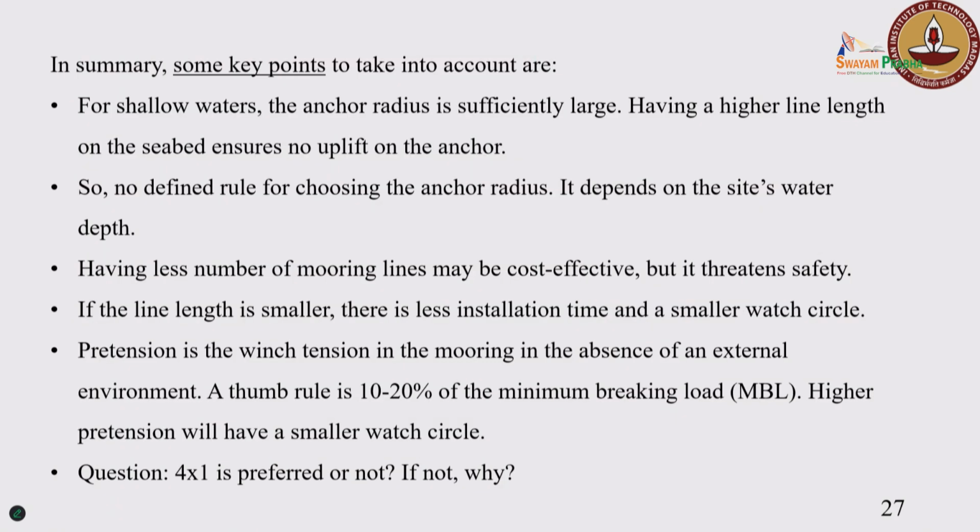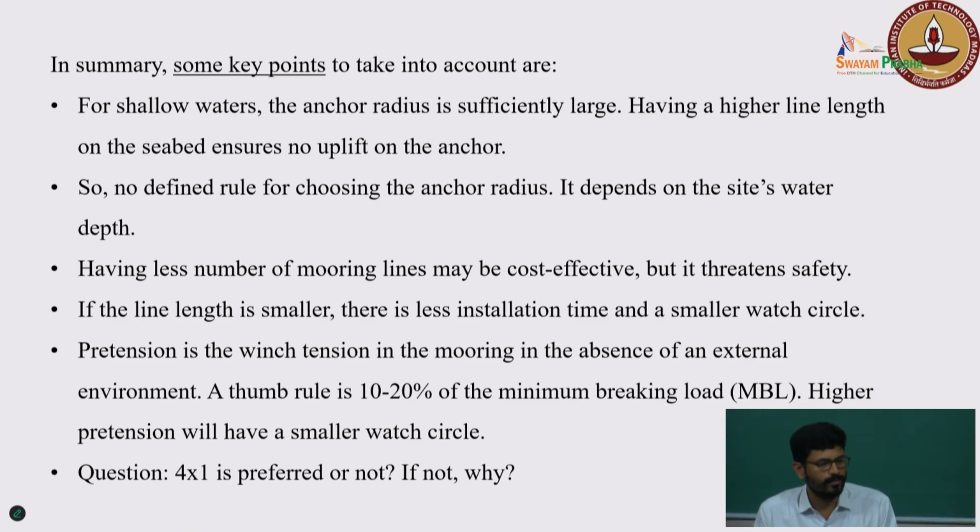Okay. So in summary, some key points to take into account are: for shallow waters the anchor radius is sufficiently large. It is understandable, because as your floater excurses it has to lift that much amount of chain, so that will give you the restoring force. Having a higher line length on the seabed ensures no uplift on the anchor. There is no defined rule for choosing the anchor radius, it depends on the site's water depth. Having fewer mooring lines may be cost effective, but it threatens safety, correct or not, if just a single point is connected.